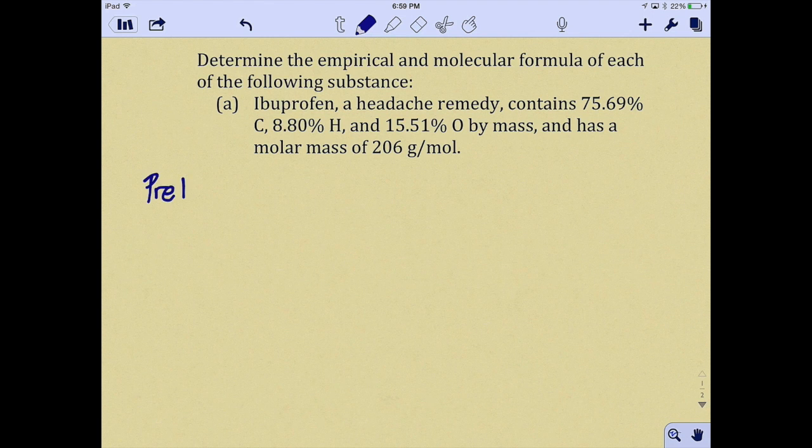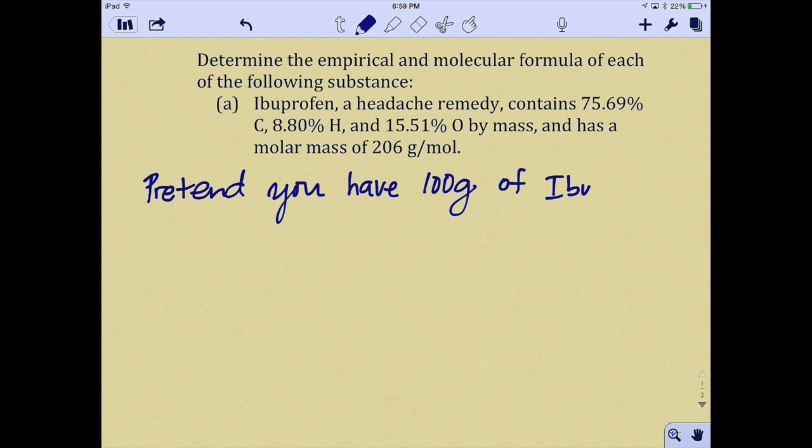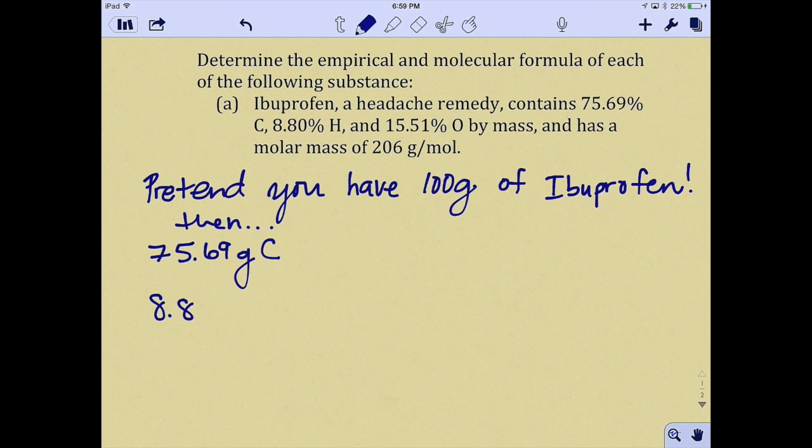Now we're going to pretend that we have about 100 grams of sample. We can do this because every sample is going to have the same percent by mass as any other sample, as long as we're following the law of definite proportions. So we will pretend that we have 100 grams of ibuprofen. Then 75.69 grams of our sample is going to be carbon, 8.80 grams of hydrogen, and 15.51 grams of oxygen.